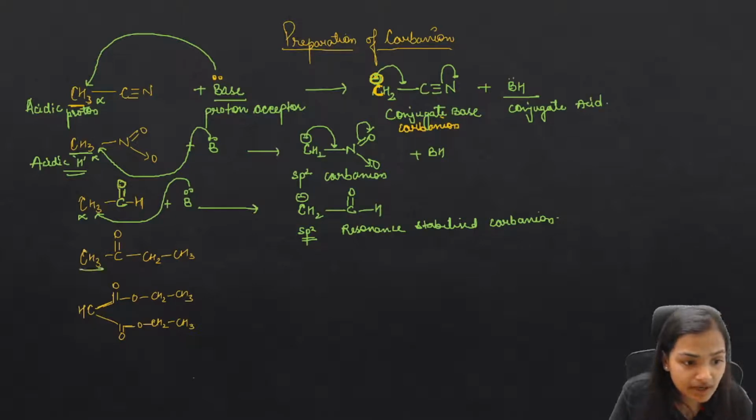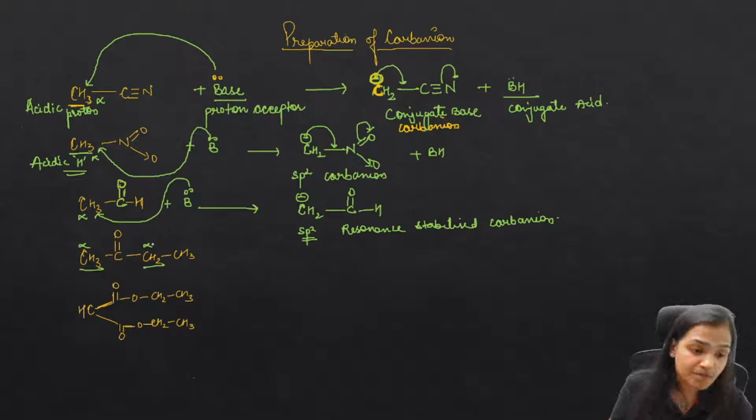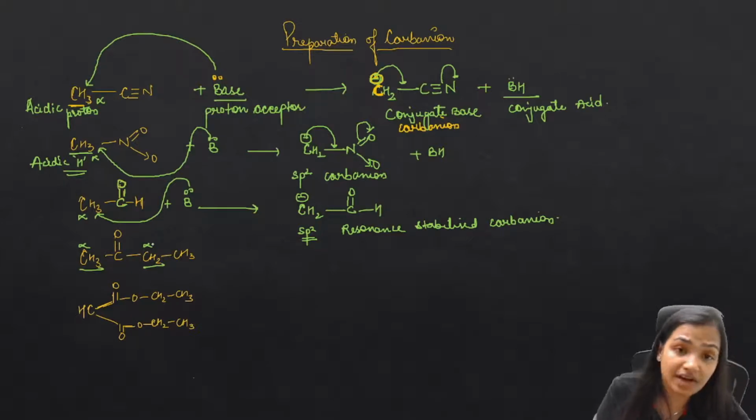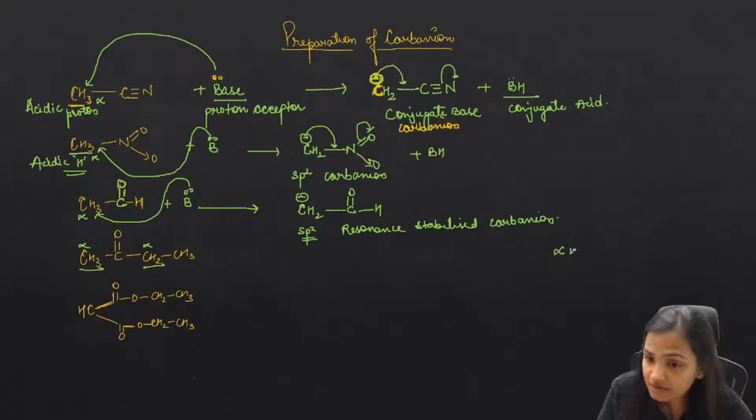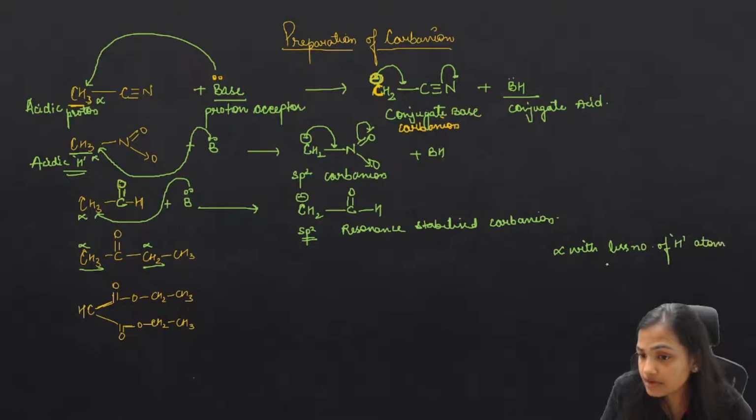Now here we also have an alpha position, and this is also an alpha position. So always remember, the alpha carbon with a lesser number of hydrogen atoms is always more acidic.